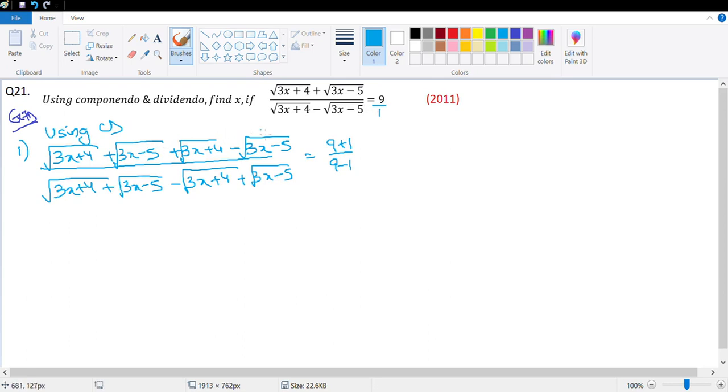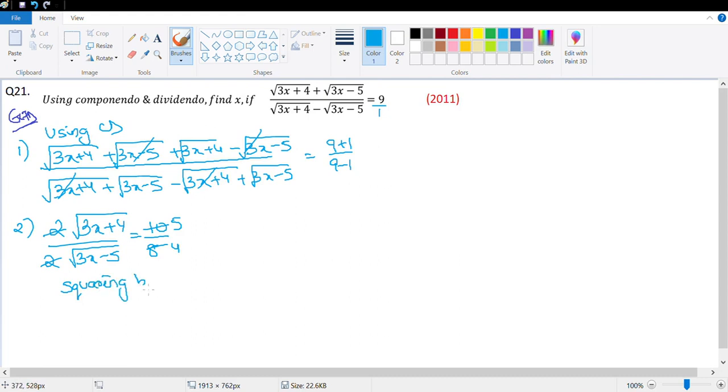This term and this term get cancelled. First term and third term get cancelled. So we have 2 times square root of 3x plus 4 divided by 2 times square root of 3x minus 5 is equal to 10 upon 8. That's 5 upon 4. 2 and 2 get cancelled. Since we need to find the value of x, right now we have square root, which means we should square both sides. So squaring both sides, we get 3x plus 4 upon 3x minus 5 would be equal to 25 upon 16.